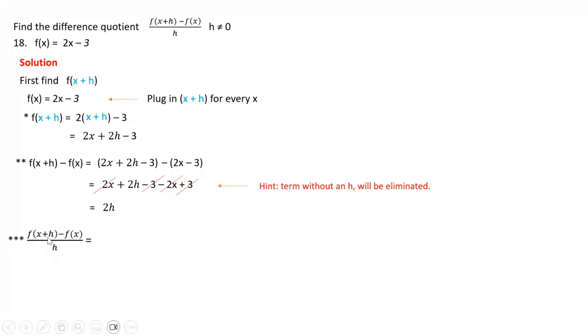Now comes the last part, right? So the numerator, the f of x plus h minus f of x, the result was 2h. Now 2h over h, h divided by h is equal to 1. So 2 times 1 is 2. So this is my solution.